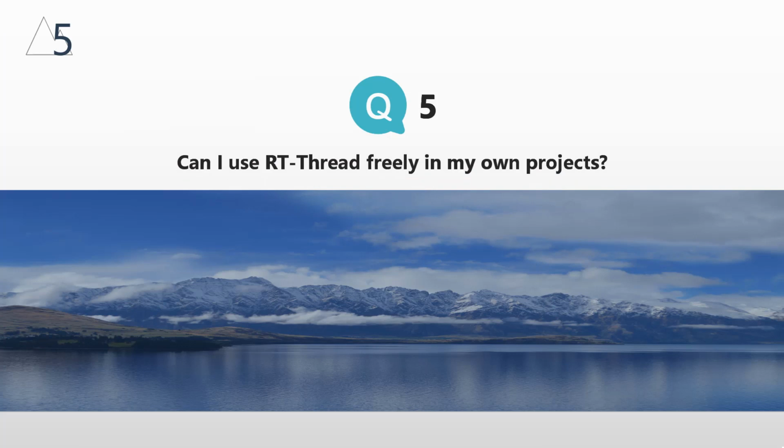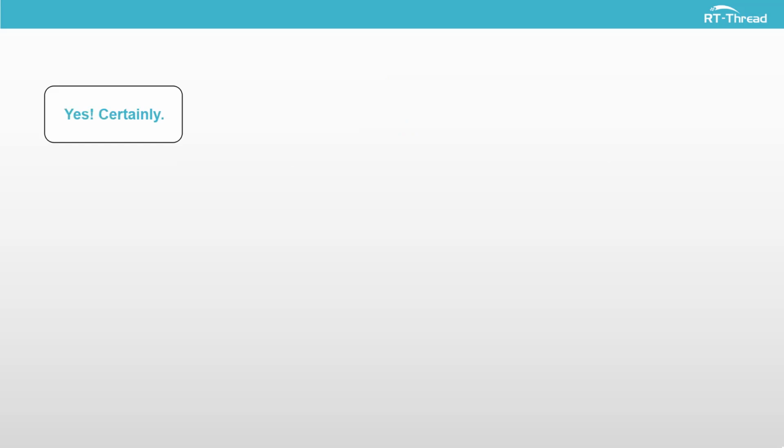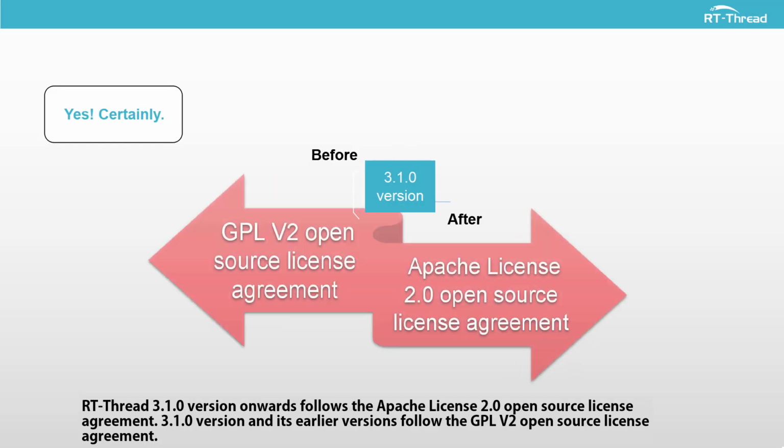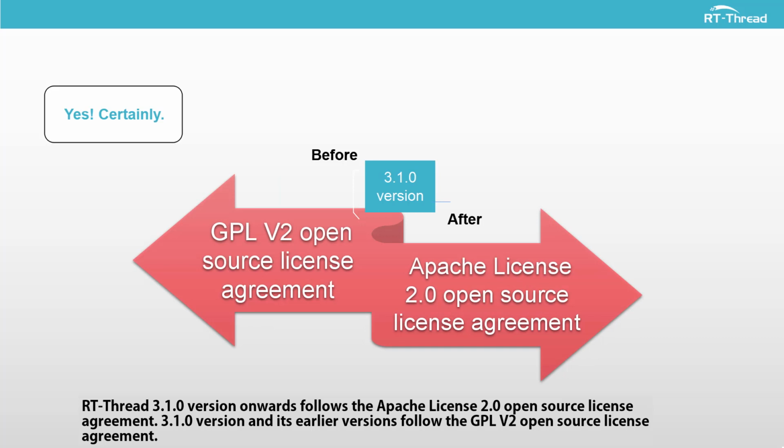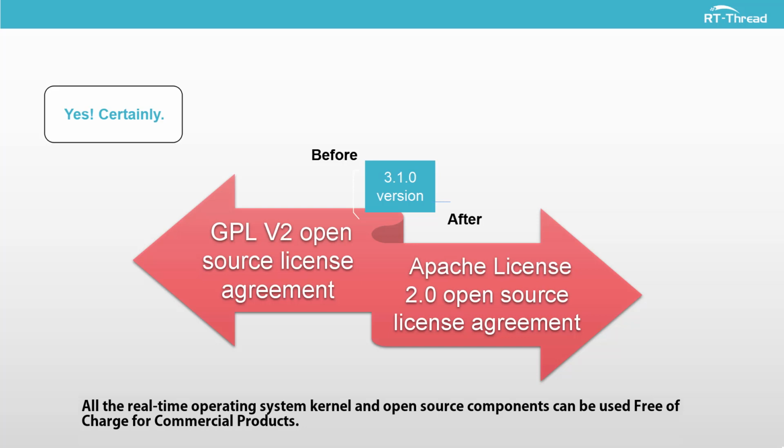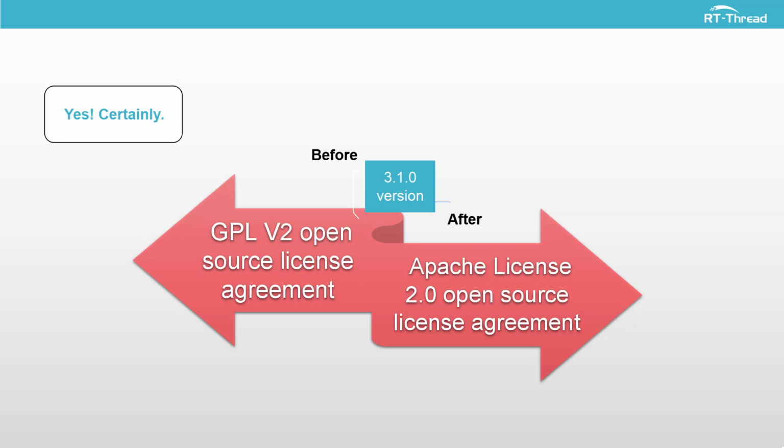Question 5. Can I use RT-Thread freely in my own projects? Yes, certainly. RT-Thread 3.1.0 version onwards follows the Apache License 2.0 open source license agreement. 3.1.0 version and its earlier versions follow the GPL v2 open source license agreement. All the real-time operating system kernel and open source components can be used free of charge for commercial products.